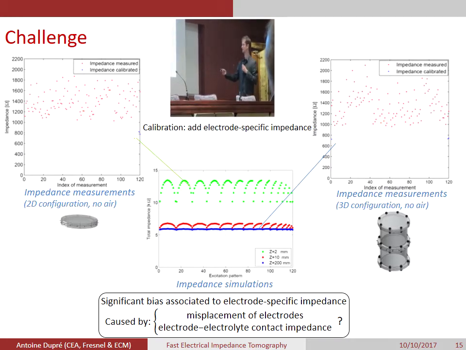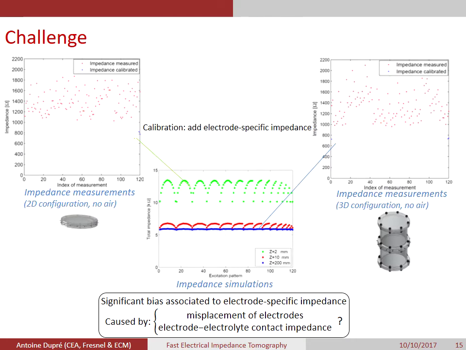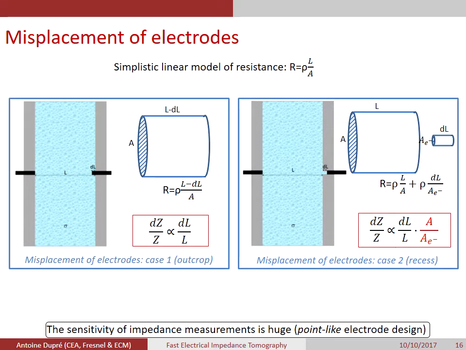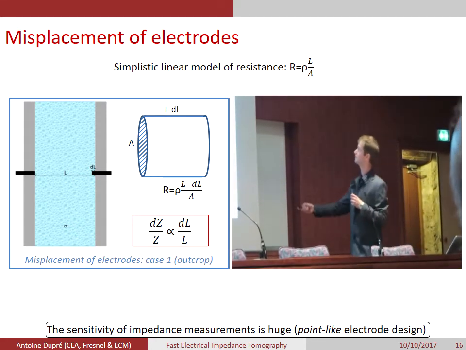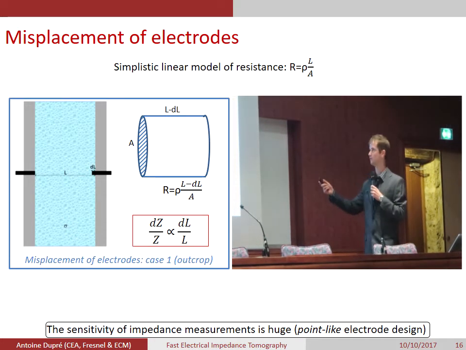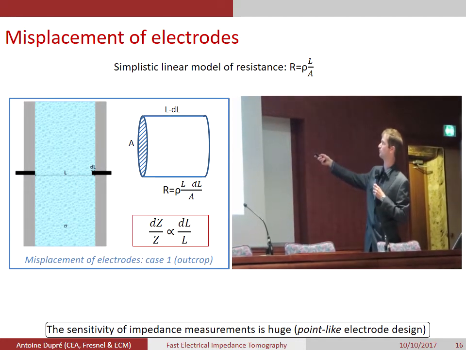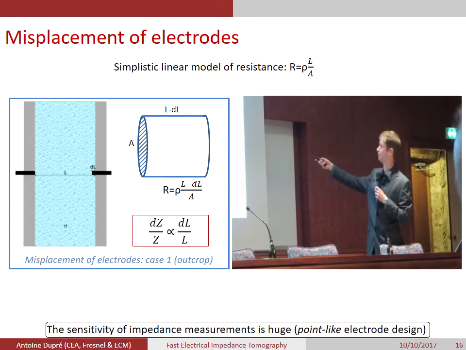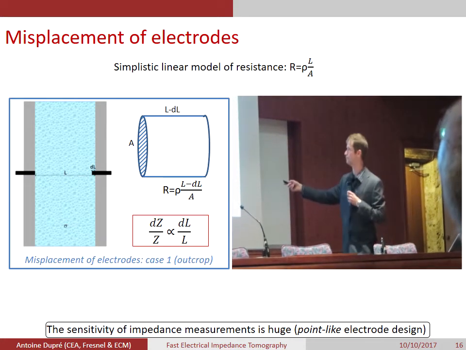The idea was how to identify the possible causes. I thought of misplacement of electrodes and electrode-electrolyte contact impedance. We will go through these problems in the next two slides. The idea of misplacement of electrodes is that I could have a problem when I try to align my electrodes with the inner surface of the test section. In order to study this, I made a simple model, a linear model of resistance, with resistance proportional to the distance for the current to flow and inversely proportional to the surface for the current to flow.